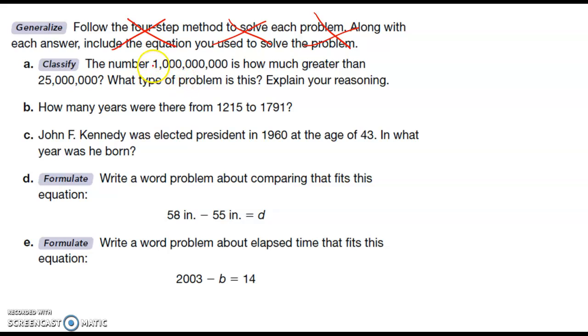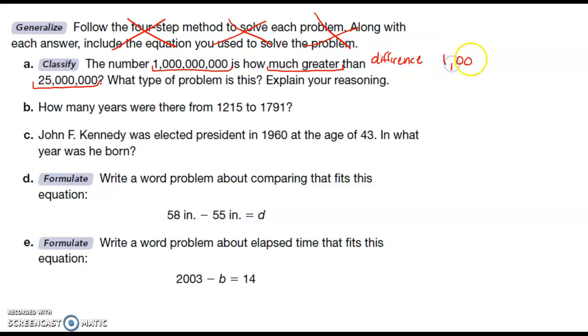A says the number 1, okay, what is this? Is this hundreds, thousands, millions, billions? So 1 billion is how much greater than 25 million? So what you're going to have to do is subtract these to find the difference. You're looking for the difference, and that's the answer to a subtraction problem.